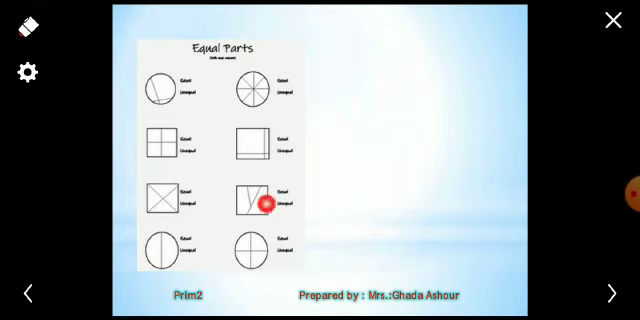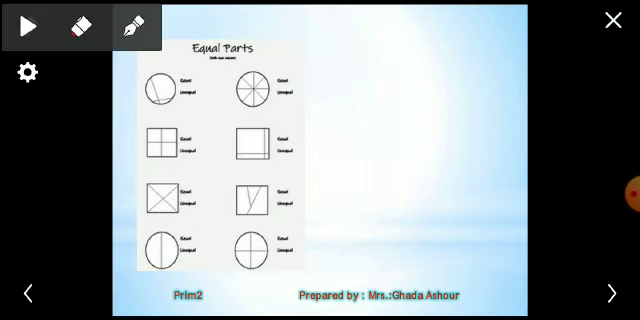Okay, what about that shape? Unequal, bravo, unequal. Because each part is not equal to the other in shape or in size. What about that circle? That circle is divided into two equal parts. So it's equal. And what about that? Of course, equal parts. Yes, that circle is divided into four equal parts.